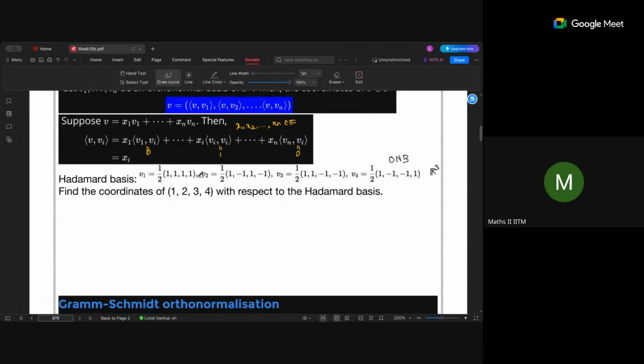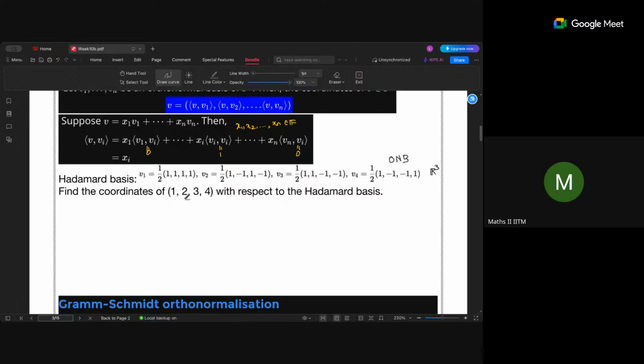What is the norm of this vector? You can verify that it is 1. Each of the norms is 1, and their inner products are 0. So this is an orthonormal basis. Can you quickly find the coordinates of the vector 1, 2, 3, 4 with respect to the Hadamard basis? Everyone do this and tell me the coefficients quickly.